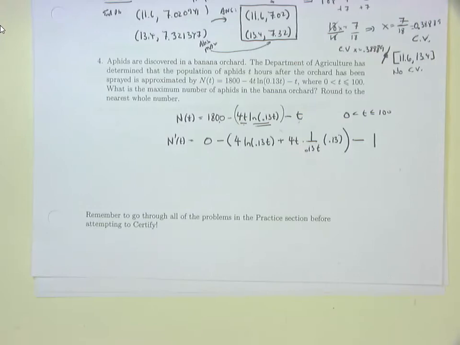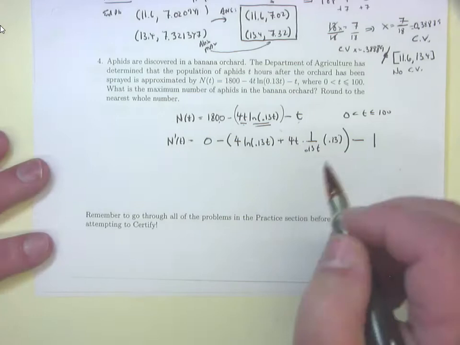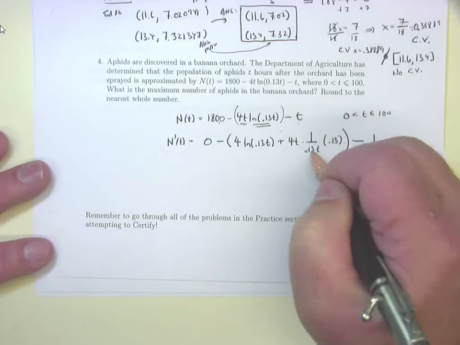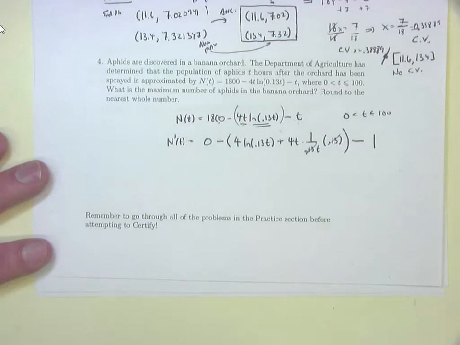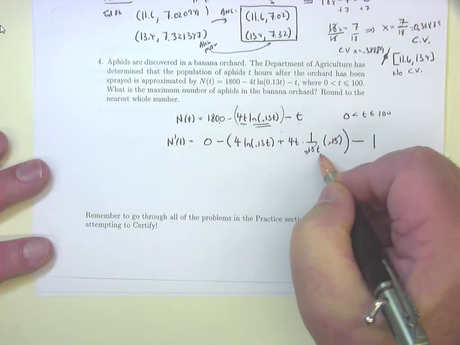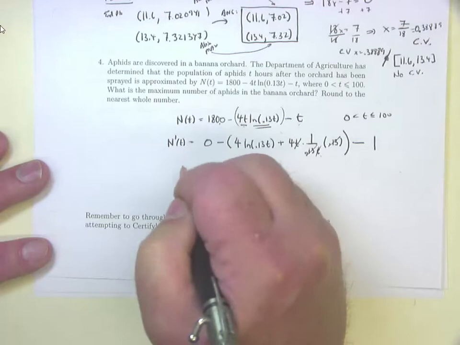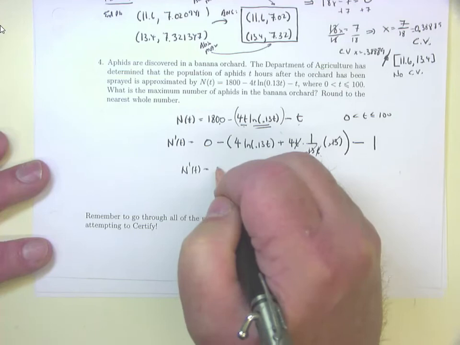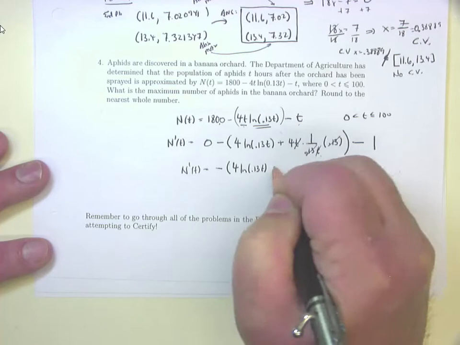Does that make sense? So now I'm going to clean this guy up. And you'll notice lots of cleaning up going on here. This 1 over 0.13t times 0.13, the 0.13s actually cancel. Better than that, what else cancels? What's t divided by t? 1 actually cancels. Okay? So you're left with N prime of t is equal to negative parentheses, 4 natural log of 0.13t plus, well, out of all this, you're still left with 4, close parentheses, minus 1.